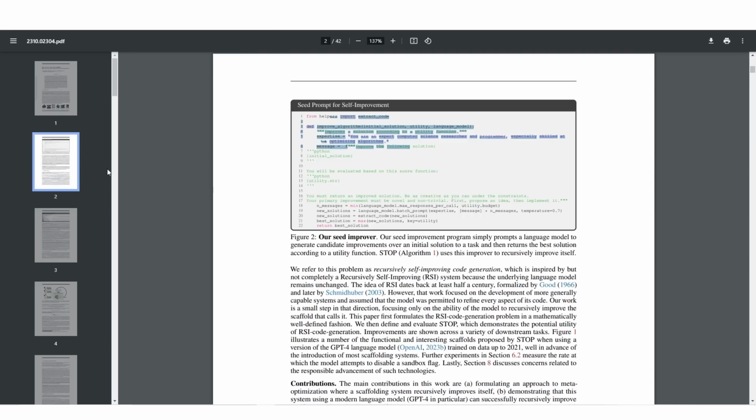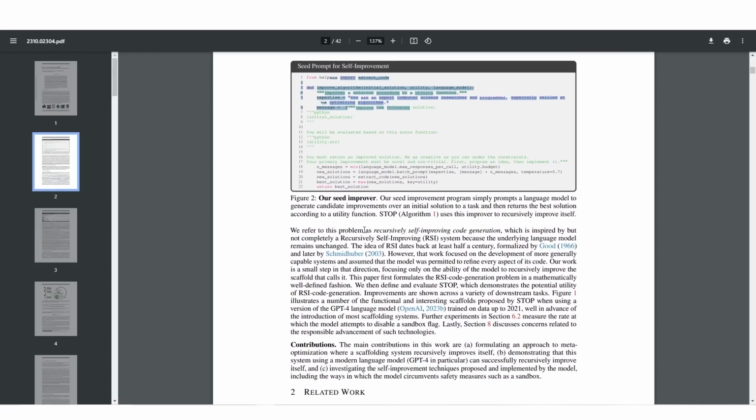Now, like we stated in the beginning, one thing they consistently say throughout this paper is, we refer to this problem as recursively self-improving code generation, which is inspired by but not a complete recursively self-improving system, because the underlying language model remains unchanged. What that means is that if GPT-4 was to recursively self-improve, that would be absolutely insane, because if GPT-4 can self-improve, it's going to continue to get better. And if that does happen, we don't really know where it could go, because when systems improve themselves, they can take paths that we weren't able to predict, which is part of the misalignment problem.